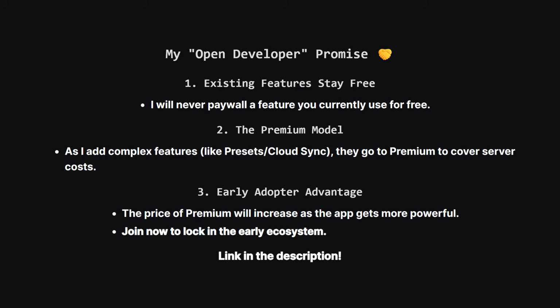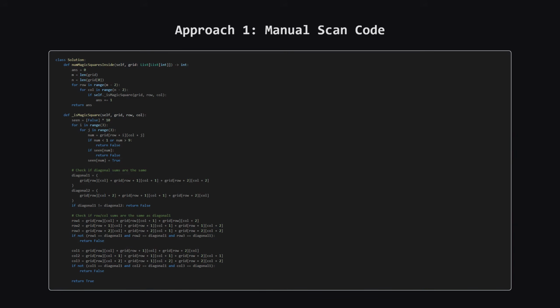Okay, we've talked about the big picture and the logic. Now let's see what this looks like as actual code. I'll put the full solution up on the screen first, and don't worry. After that, we'll walk through the most important sections together. Alright, here's the full Python code for the manual scan approach. It uses a main function to loop through the grid and a helper function to do all the validation. It might look a bit long, but it's mostly just addition. We'll break it down into smaller pieces now.